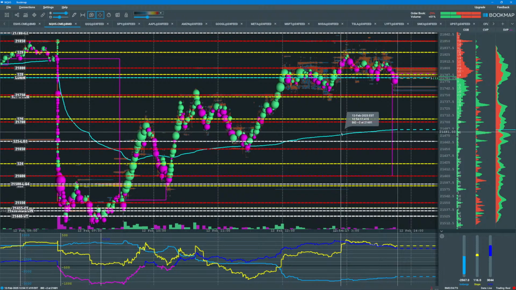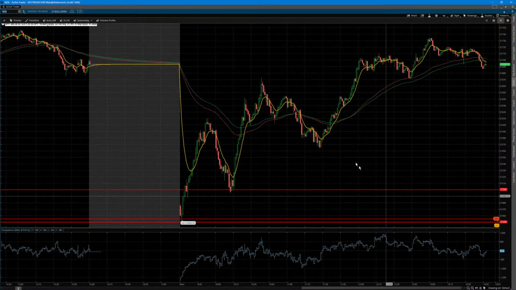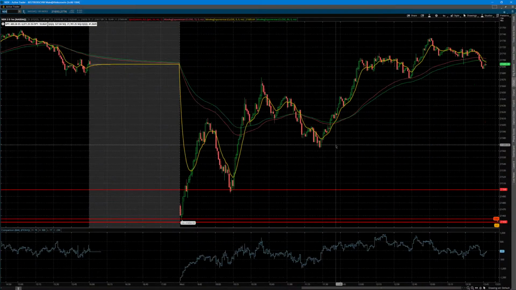All right, let's take a look at the underlying index levels. I'm going to start with QQQ. Actually, NDX. I've got that chart, NDX.